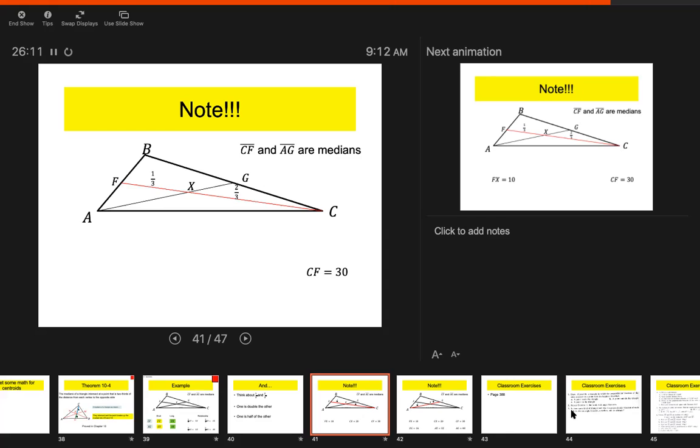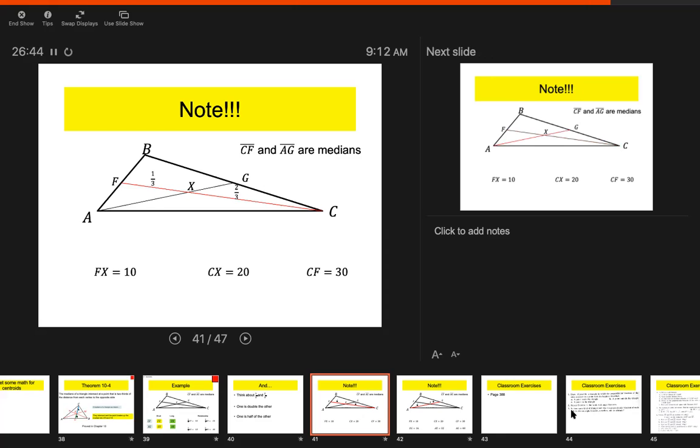You're right, 15 is not a third of 30. When you divide 30 by 3, please. Thank you, Matt. Yes. So if FX is 10, Danny, then how big is XC? It's going to be 20. Very good. Okay. All right.